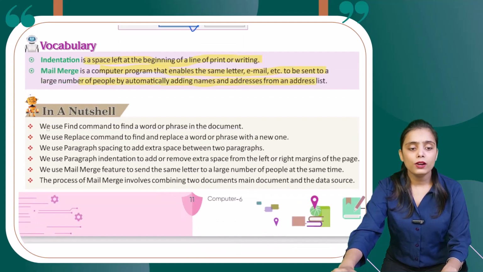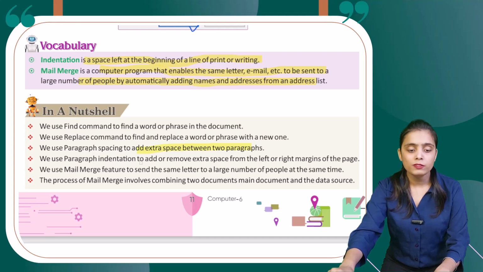Now let's see it in a nutshell. We use the find command to find a word or phrase in the document. We use the replace command to find and also replace a word or phrase with a new one. We use paragraph spacing to add extra spacing between two paragraphs.